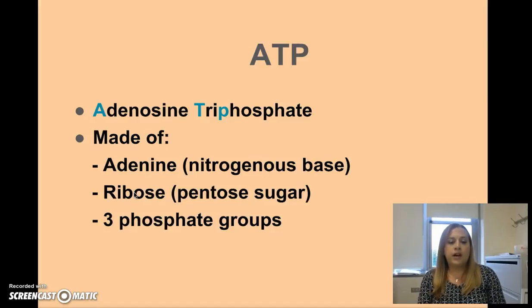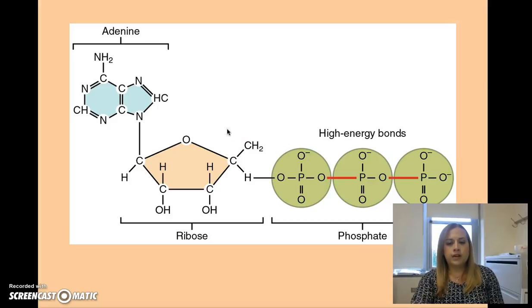It's made of adenine, which is a nitrogenous base, ribose, which we already talked about in class, that it's a pentose sugar, so a 5-carbon sugar. This is the sugar that you find in RNA. And then it also has 3 phosphate groups, which you get from that triphosphate. So here is a quick diagram.